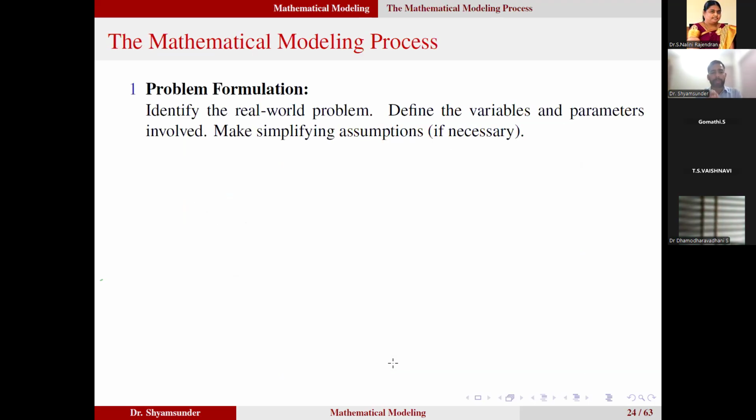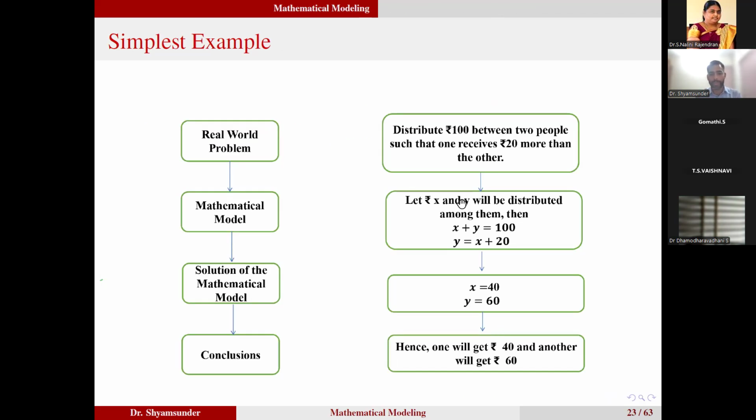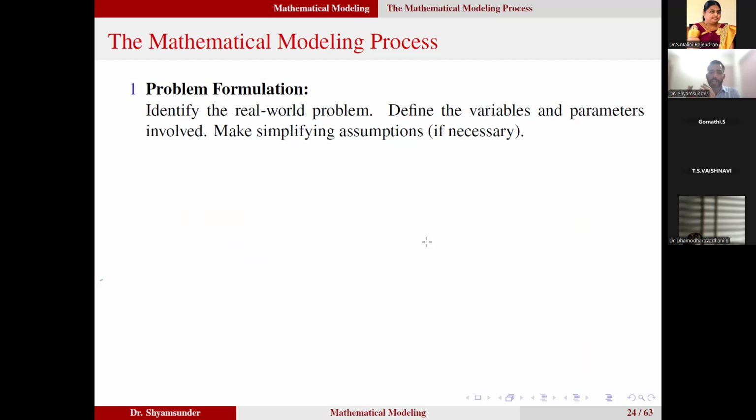Then the mathematical modeling process: how do we calculate these things? The first step is problem formulation. How to define the variable x and the variable y, the two variables, is known as problem formulation. First we identify the real world problem. Then we apply mathematical formulations, defining the variables and parameters and making simple assumptions, such as less than, greater than, or more than.